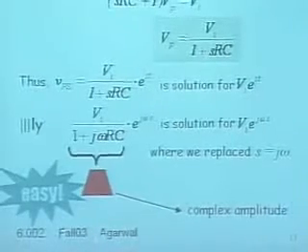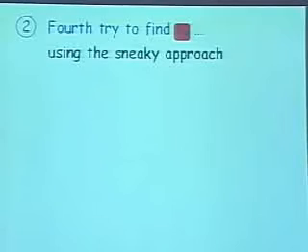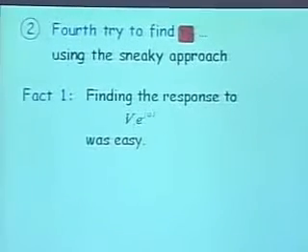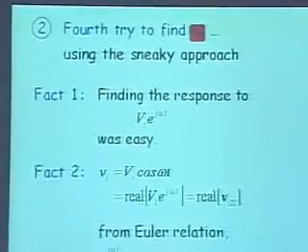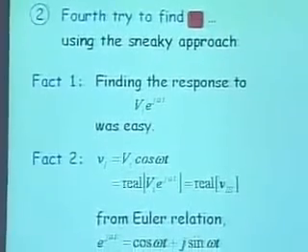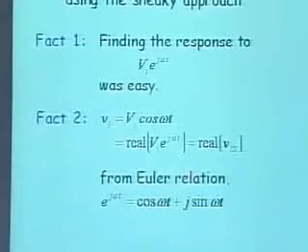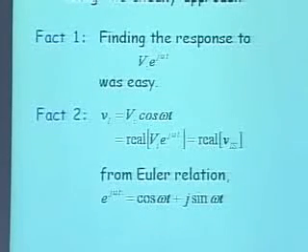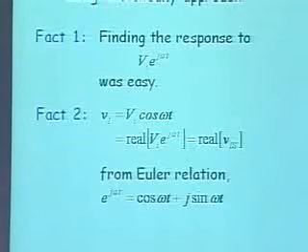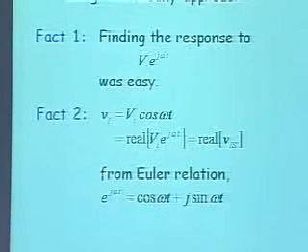Okay, so that was easy. The steps were easy. I'm still proving to you that this is where we want to be. Okay, so now let me draw the connection back to VP. The first fact was that finding the response to VI e to the j omega t was easy. We know that. Second was the following observation, that VI cosine omega t is simply the real part of this number here. So VI cosine omega t is simply the real part of VI e to the j omega t, from the Euler relation. So cosine omega t is simply the real part of this guy.